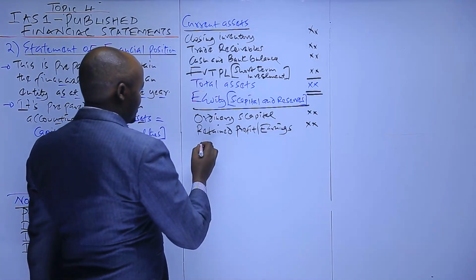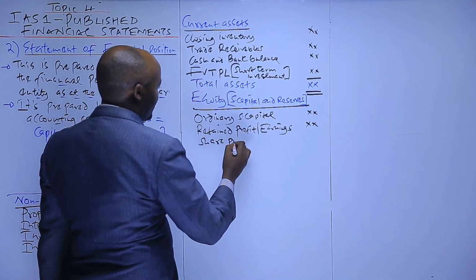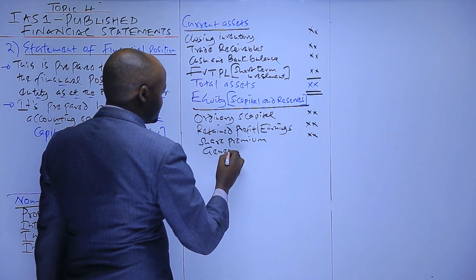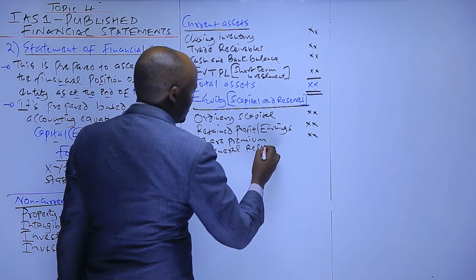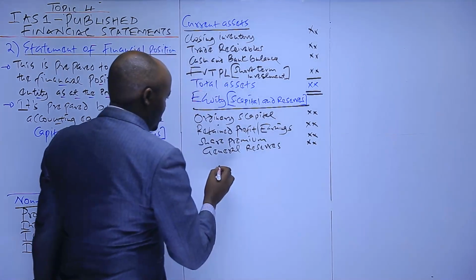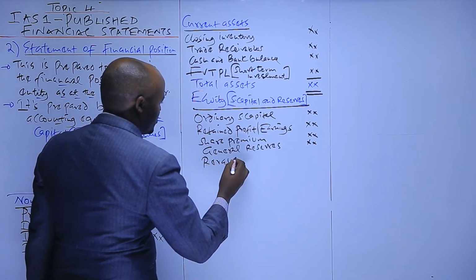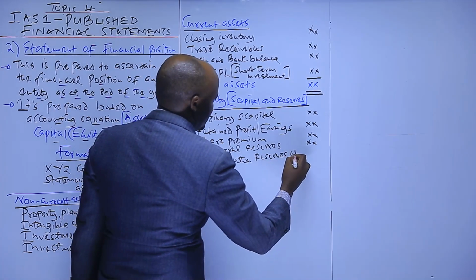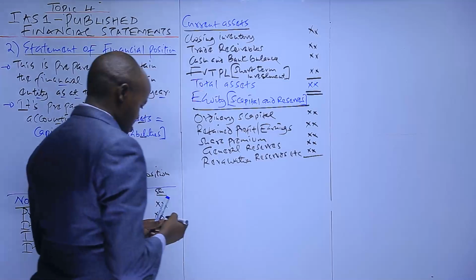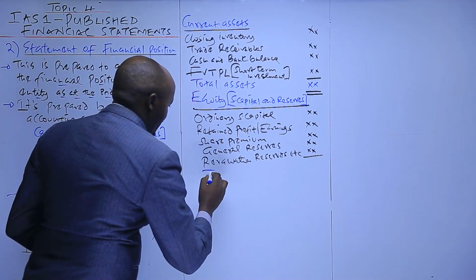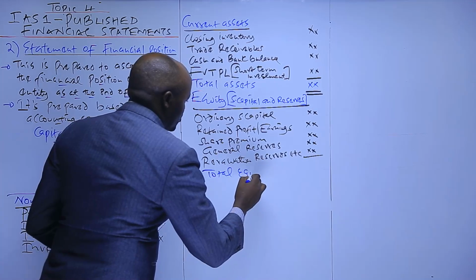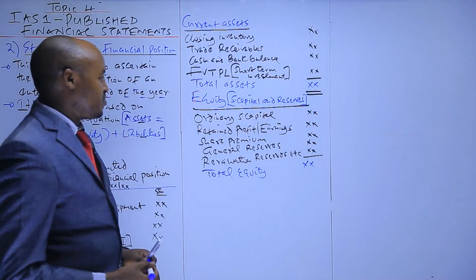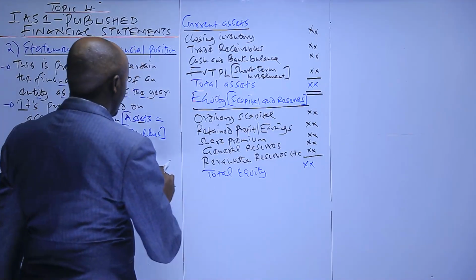Retained earnings, share premium is still a reserve. We also have general reserves. We also have revaluation reserves, etc. So we include all those here, and then get the total figure which you get there. We refer to it as total equity. So equity comprises share capital and reserves. Then from there, we proceed and record liabilities.